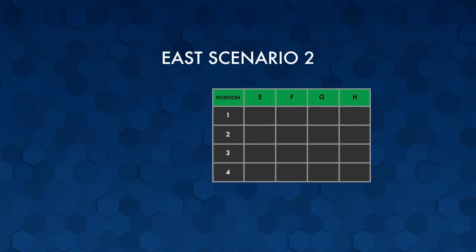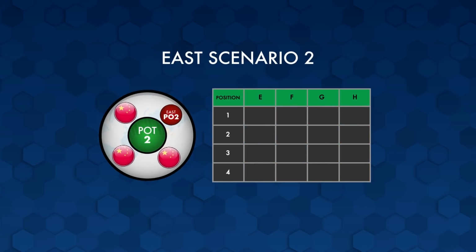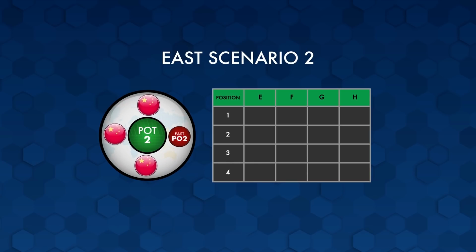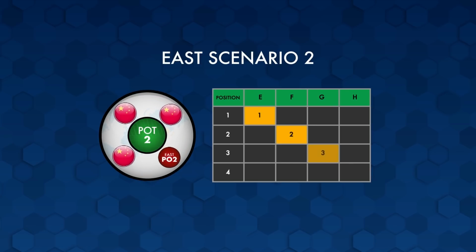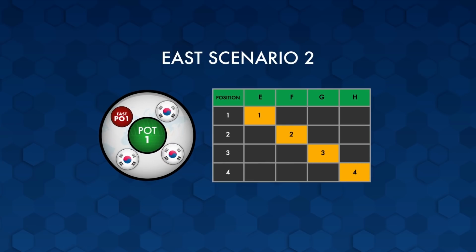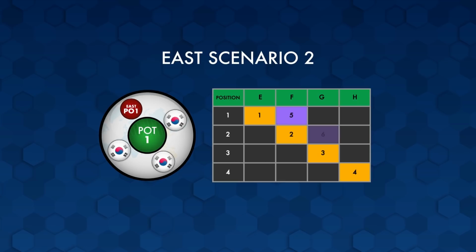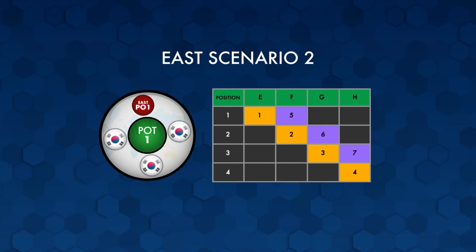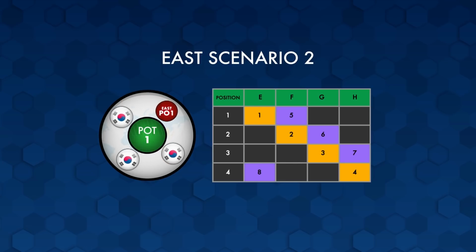East scenario 2, China comes first from country pot. The first, second and third drawn clubs from Pot 2, China, will go into positions E1, F2 and G3, while the winner of playoffs 2 will be placed into position H4 respectively. The first, second and third drawn clubs from Pot 1, Korea, will go into position F1, G2 and H3, while the winner of playoffs 1 will be placed into position E4 respectively.